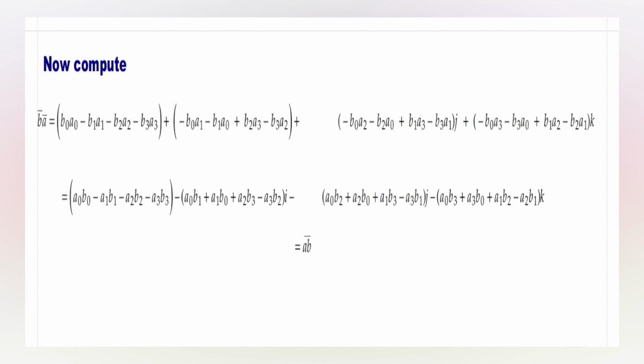is equal to A0 B0 minus A1 B1 minus A2 B2 minus A3 B3 minus A0 B1 plus A1 B0 plus A2 B3 minus A3 B2 into i, minus A0 B2 plus A2 B0 plus A1 B3 minus A3 B1 into j, minus A0 B3 plus A3 B0 plus A1 B2 minus A2 B1 into k, which is equal to AB bar.